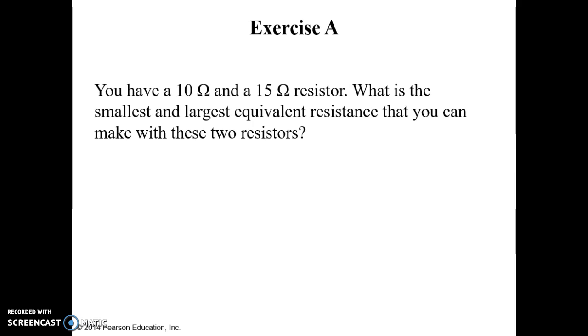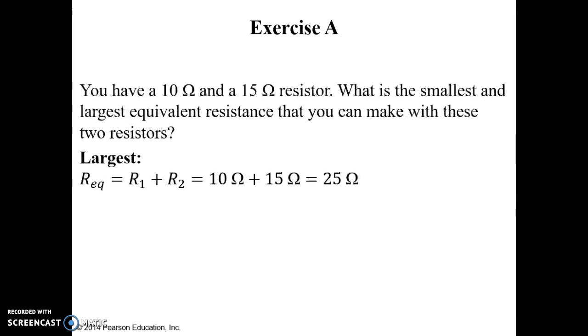Okay, I think we're finally ready for an example. You have a 10 ohm and a 15 ohm resistor. What is the smallest and largest equivalent resistance that you can make with these 2 resistors? The largest resistance can be created by having the resistors in series. Using the equation for calculating the equivalent resistance with the resistors in series, we have 25 ohms.